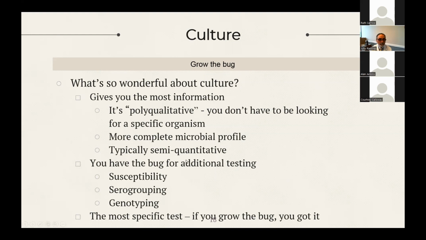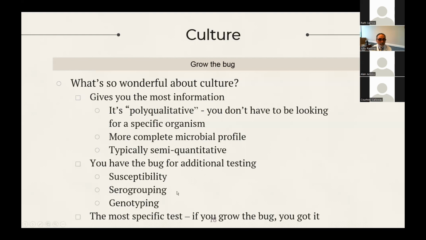And it's typically semi-quantitative. We don't usually give numbers, but we'll say this bug is heavy growth, this bug is scant growth, so we know which one appears to be the most important. And a big thing, additional testing. If you want to do full susceptibility testing, you've got to culture it. The molecular means just don't cut it at this point. So you've got to have the bug for susceptibility testing.